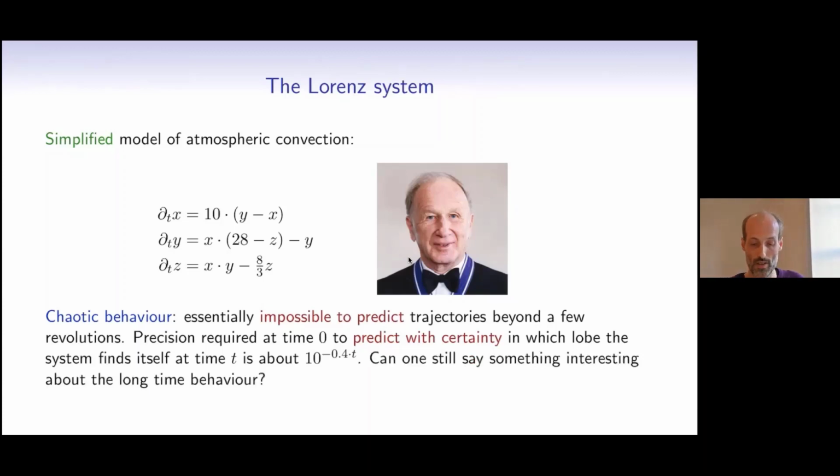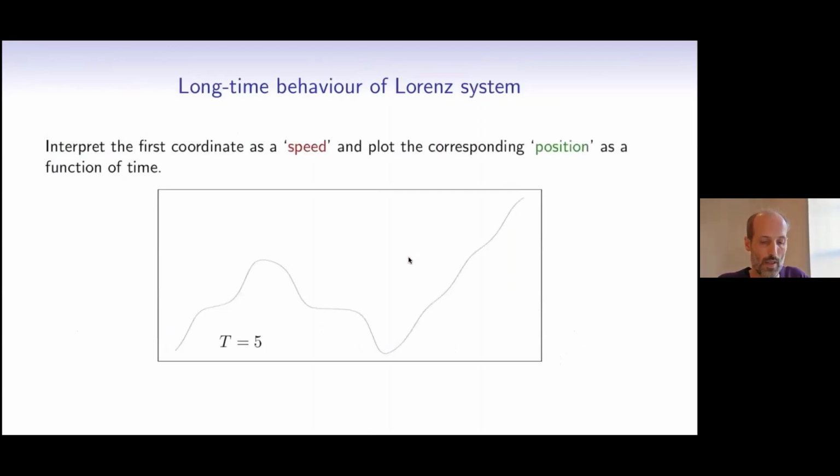But then, can you still say interesting things about the behavior of such a system? Well, there are several interesting things that one can still say about the long-time behavior of the Lorentz system. Here is one particular one. If you take the first coordinate, that x coordinate, and you interpret that as a speed, and you plot the corresponding position as a function of time, so basically you just integrate x over t, and you plot here the integral of x as a function of time, right? So what does it look like?